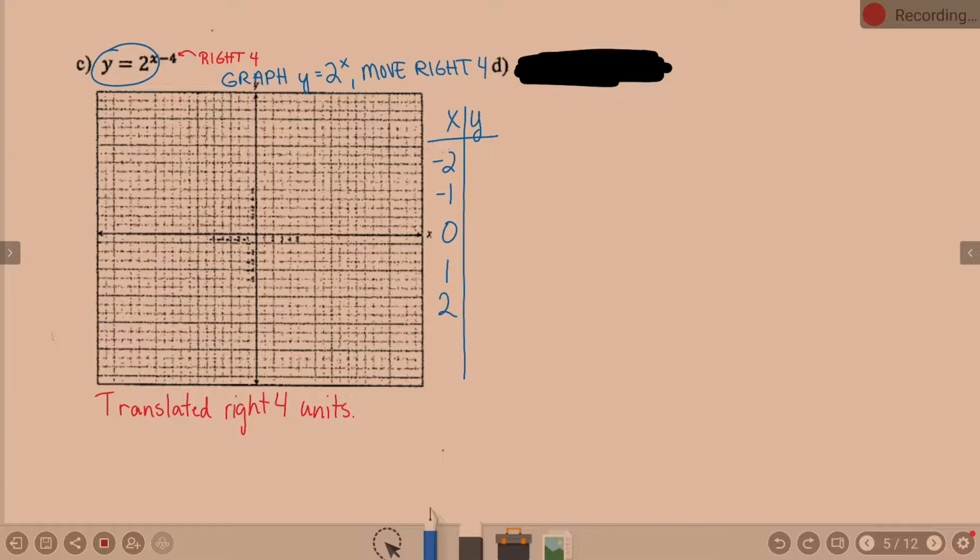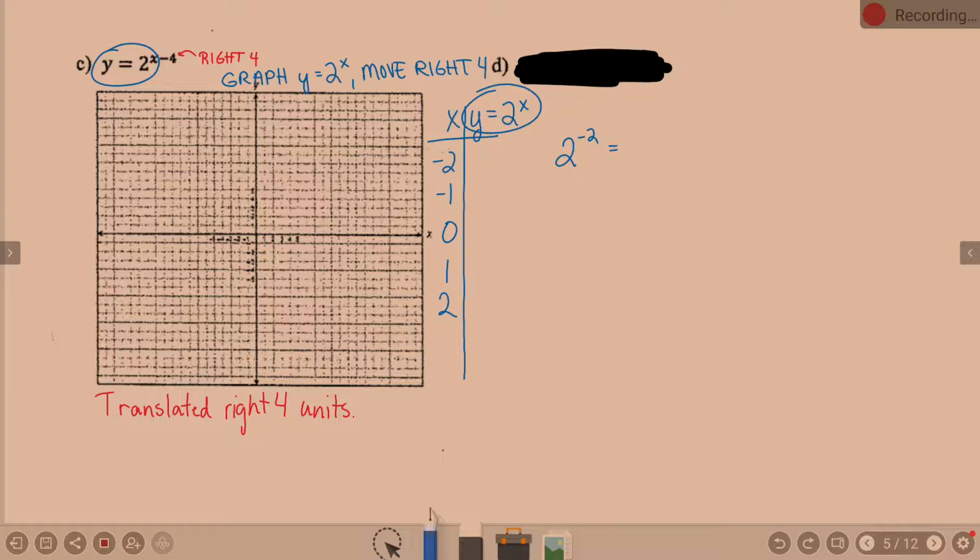Still -2, -1, 0, 1, and 2. Except what am I putting these into? We're just doing 2 to the x. Set aside the -4. We'll move right 4 at the end. So, if we're doing 2 to the x. Okay, guys, use those brains.